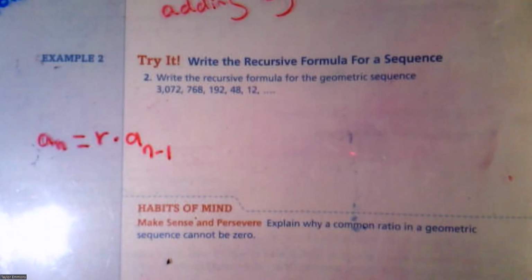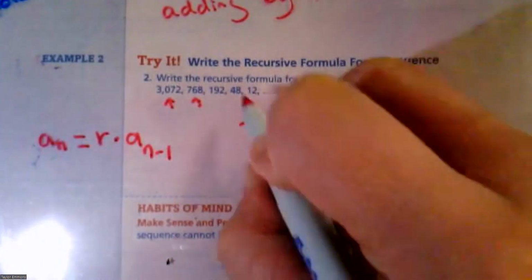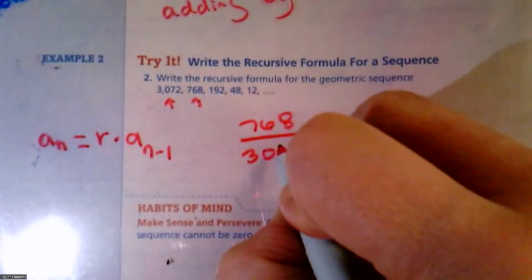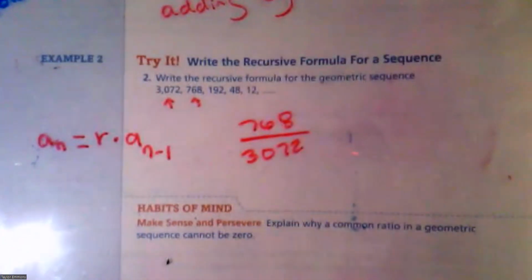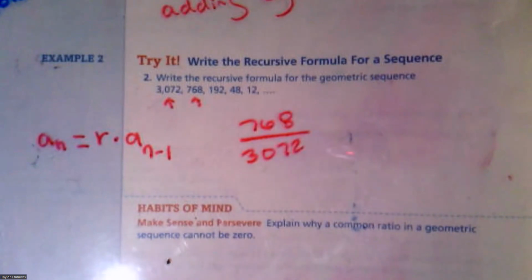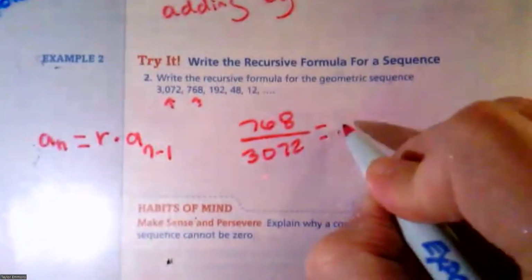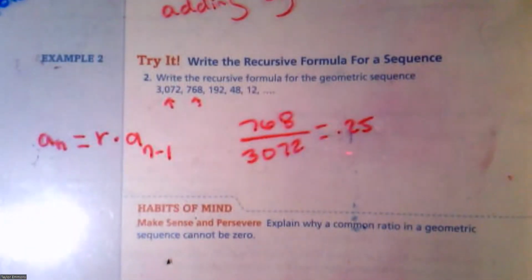Okay, so we're trying to figure out what the rate is. In order to figure out the rate, we're going to take the second number and divide it by the first number. So what's 768 divided by 3072? I got 0.25. Is that what you got? Oh, I got 1/4 or 0.25.